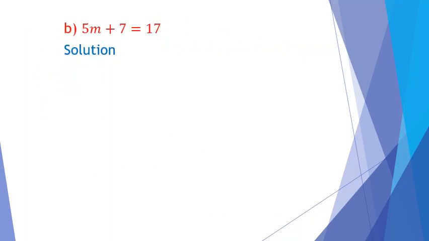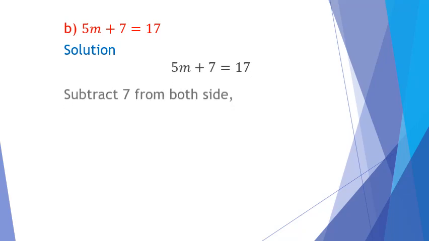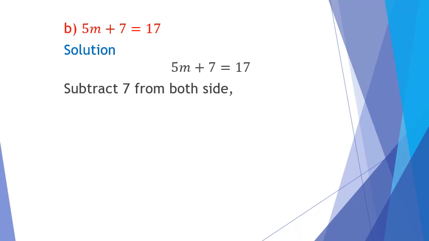Next, B, 5m plus 7 equal to 17. So first we separate 7 from the equation. For that you have to subtract 7 from both sides. So we get 5m plus 7 minus 7 equal to 17 minus 7. Plus 7 and minus 7 cancelled. So LHS becomes 5m. 17 minus 7 equal to 10. So we get 5m equal to 10.